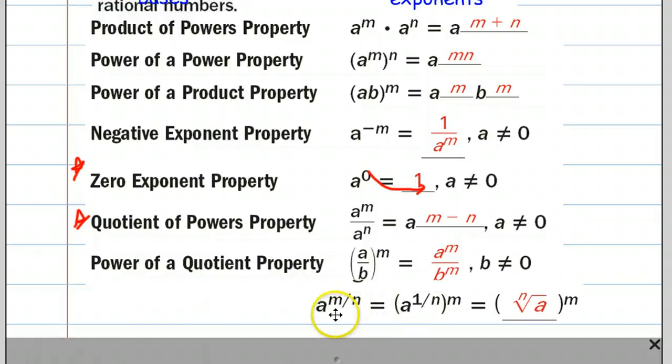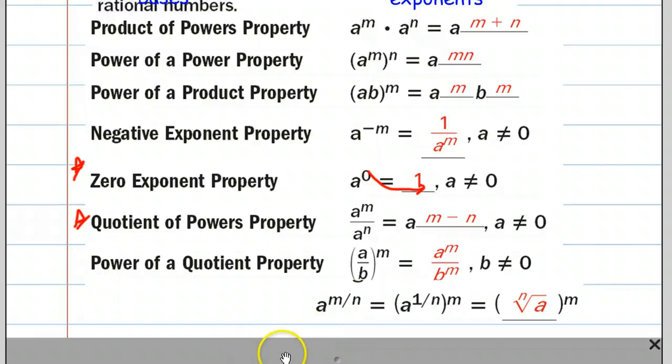And here's the last one. If m and n are positive integers, or if the exponent is a fraction, another way to write the fraction is to separate a to the 1 over n, which is anytime the denominator is the radical and the numerator is the power. So we may get to some problems like that as well.